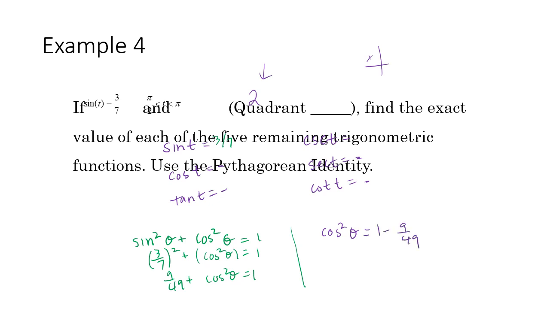So remember, when we're subtracting fractions, you need to have a common denominator. So I'm going to multiply 1 by 49 over 49. So that gives me 49 over 49 minus 9 over 49, which gives me 40 over 49. So when you subtract or add fractions, the denominator stays the same, and you just add or subtract the numerators. And then this is again the cosine squared.